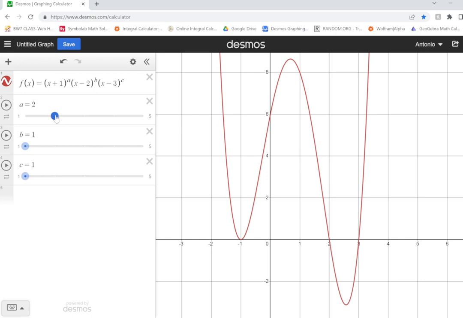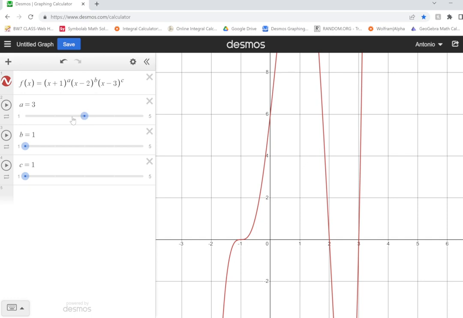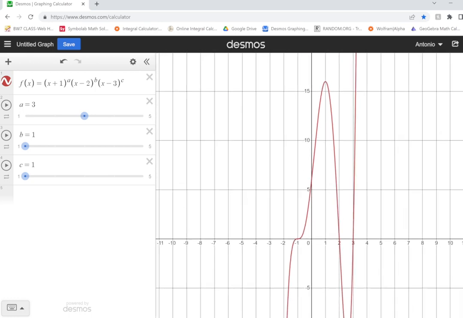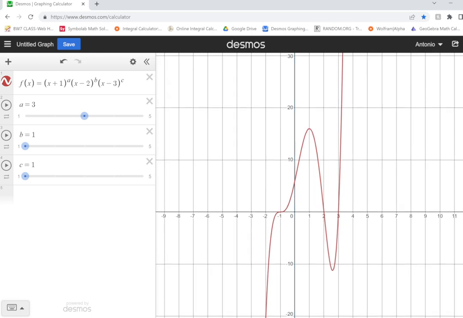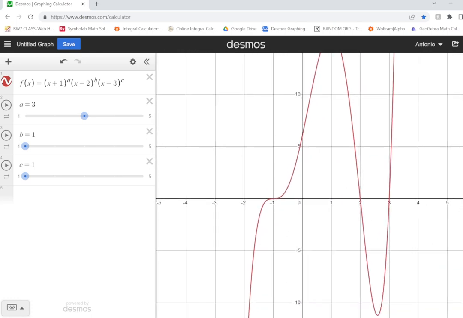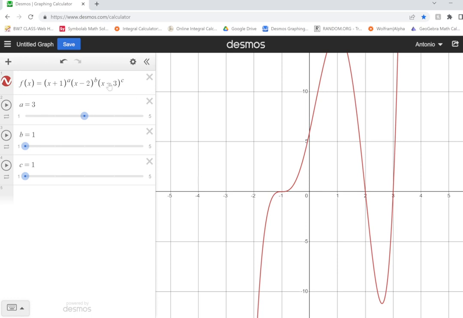Now let's take a look at an odd numbered power. So I'll change that a as well. Excuse me. So here I reset b and c to have a power of 1, and now I changed my power of x plus 1 to be an odd number. Now notice here, it's a similar behavior to when it was 1 in the sense that it goes through the x-axis. It continues on its way. In this case, it started from -infinity and then comes up.